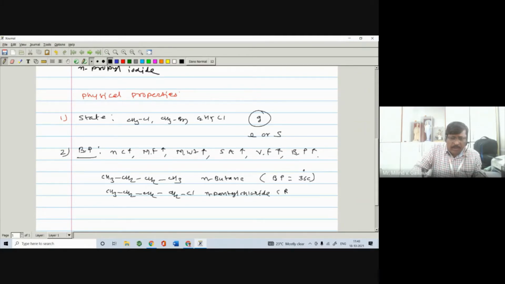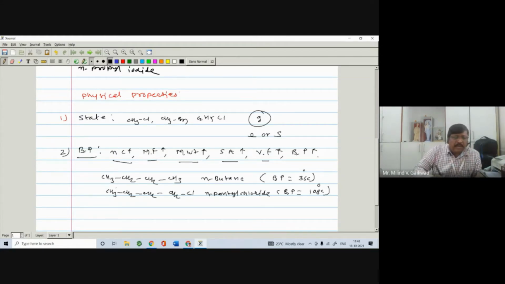So the boiling point of this one is found to be 108 degrees. If you compare these two compounds, you will see that when I replace one of the hydrogens by Cl, even though the number of carbons is the same, due to the chlorine the molecular weight also increases. The surface area also increases. The van der Waals force of attraction also increases. That's why the boiling point of this compound also increases.